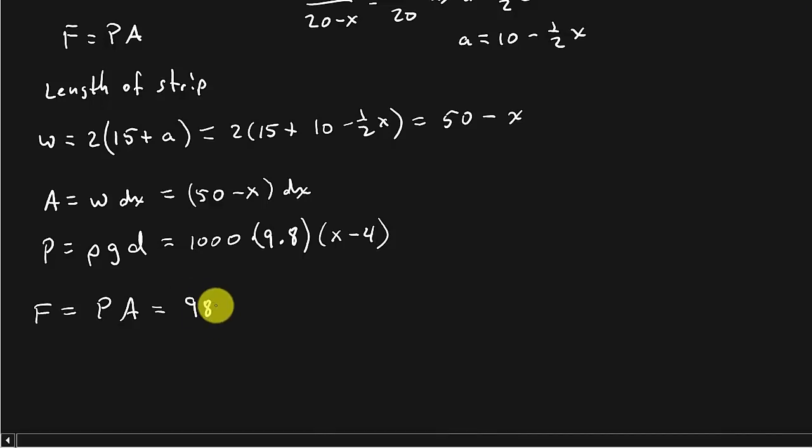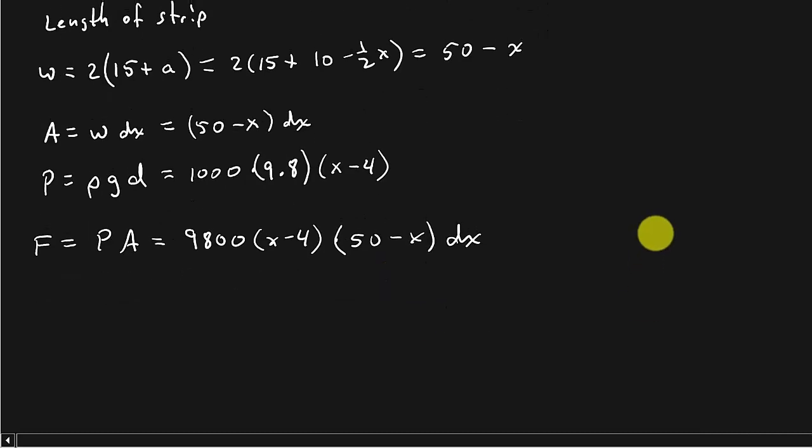All right, so that's going to be 9,800 times x minus 4. Okay, so that's the pressure times the area. So times 50 minus x times dx. And then when I multiply this out, I'm going to get 9,800 times, and when I FOIL this out, that's going to give me negative x squared plus 54x minus 200 times dx.